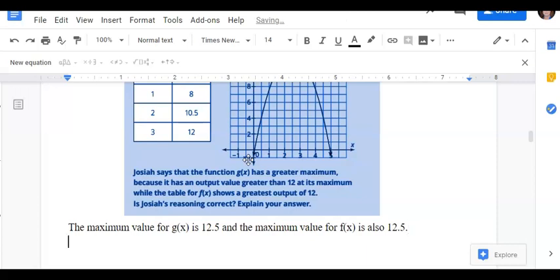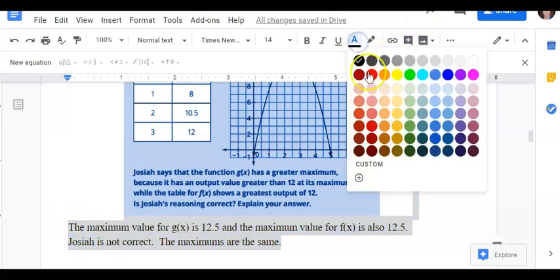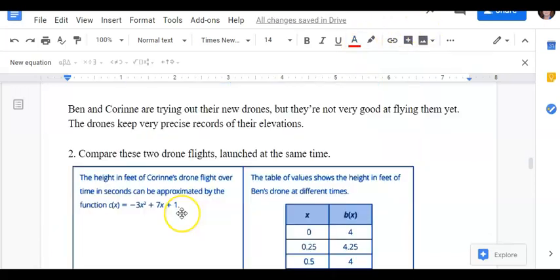So Josiah is not correct, because what did Josiah say? Josiah says the function g of x has a greater maximum. Well, Josiah is not correct, because the maximums are the same. They're both 12.5. So let me highlight that in red. And let's move on to our next question.